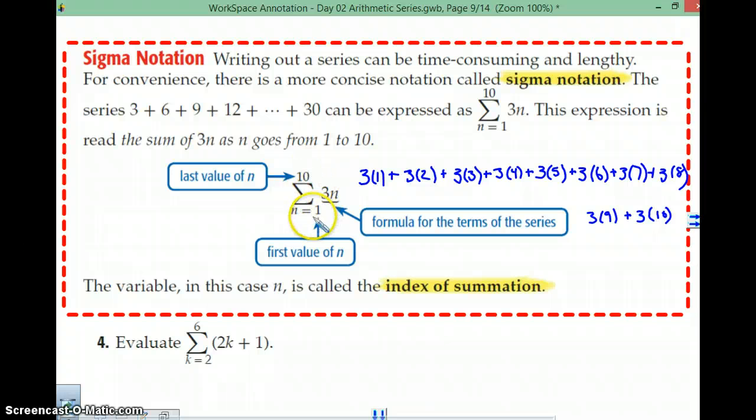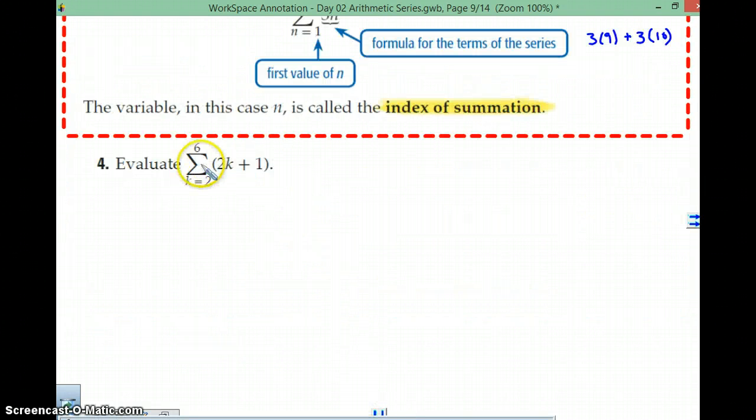Okay. I'm going to give you another example down here because it's really important to be able to figure out how many terms you have. So let's talk about this one. We're going to evaluate this. First, I'm going to write out the entire series. Plug 2 in for k. So the first term is going to be 5.